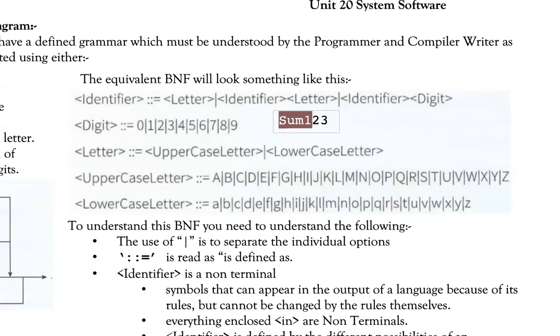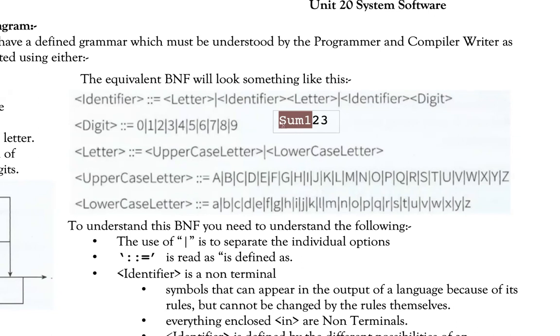So do I have any rule that states that if there is a digit after the identifier, it will also be considered as an identifier? Yes, we do. We have this rule over here. We have another option for the identifiers that says that if there is a digit after the identifier, that too will be considered as an identifier. So am I satisfying this rule over here? I just established that SUM is a perfectly valid identifier.